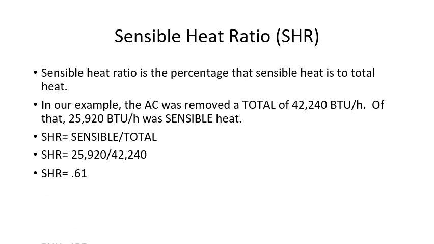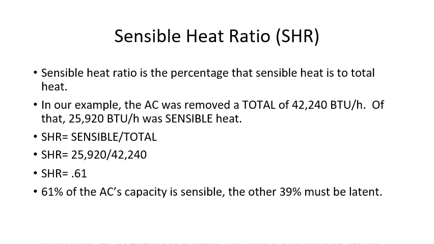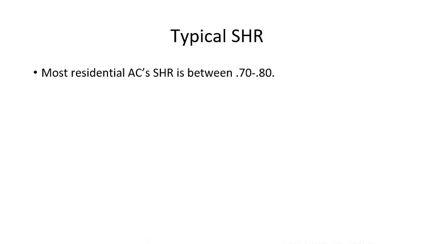We arrive at 0.61. What does this tell us? It tells us that 61% of the air conditioning's capacity was sensible, which tells us also that 39% must be latent. If it's not sensible, it has to be latent. There is no other alternative. Your typical residential air conditioning system sensible heat ratio is between 0.7 and 0.8.